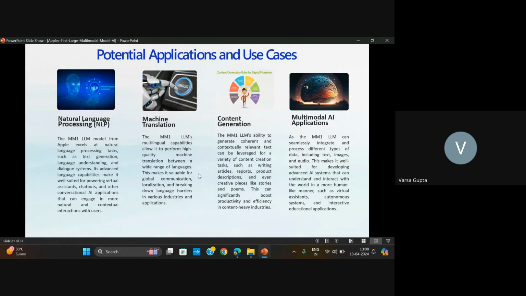And the last one we see is multimodal AI capabilities. MM1 can seamlessly integrate and process different types of data. We saw various types of data was used, like image-text data, caption data, synthetic data, and text-only data. It also has a good understanding of natural language processing. All these things can make very good multimodal AI applications, like a virtual assistant or autonomous system, or various other features.